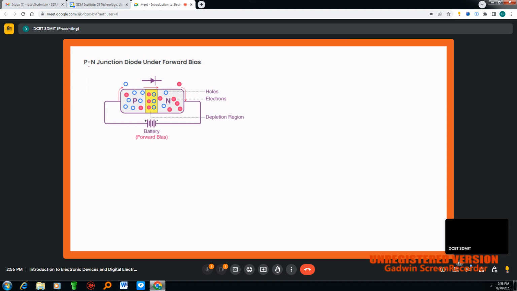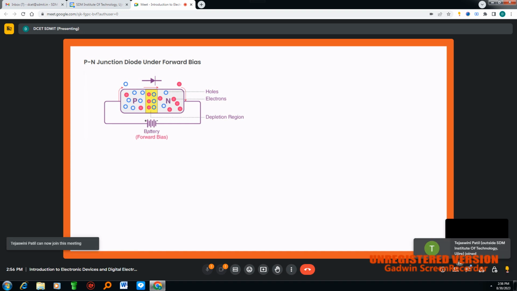So there is something called PN junction diode under forward bias. See, there are two situations. One we call forward bias, another one we call reverse bias. Now I would like to tell what you mean by forward bias. Forward bias ಅಂದ್ರೇನು, reverse bias ಅಂದ್ರೇನು?